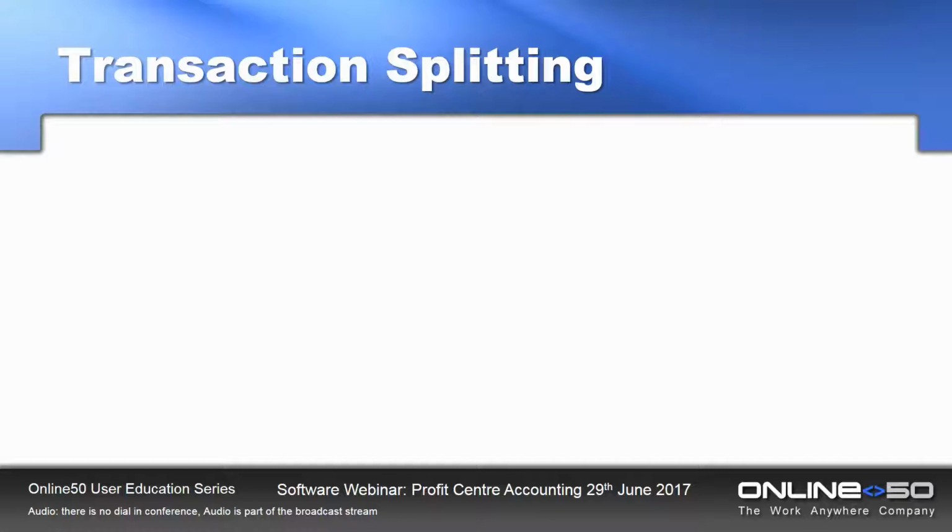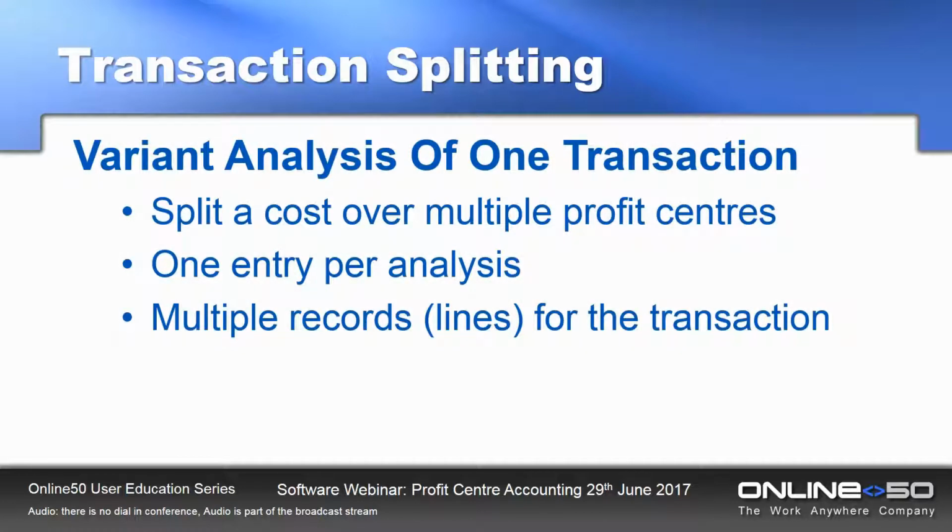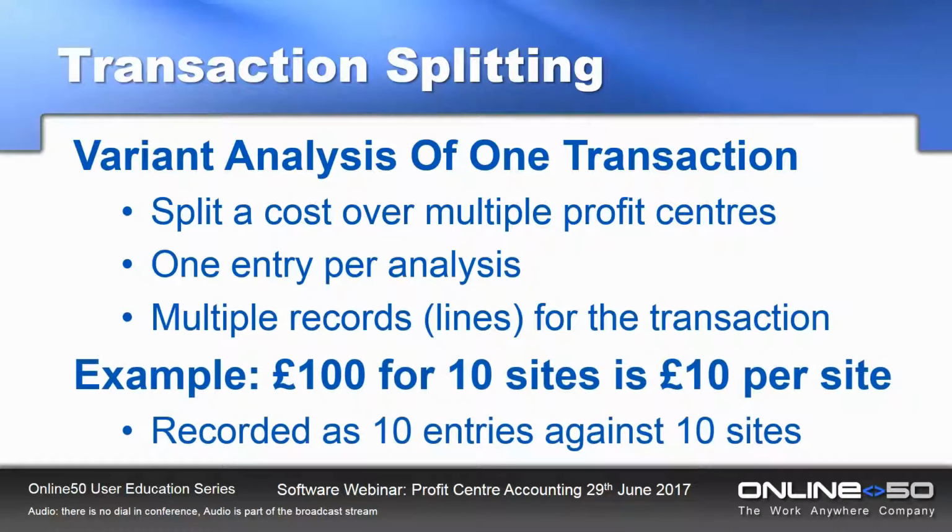If we've got several websites all hosted together, then we're going to get one invoice to cover all of the websites, but we need to allocate that across the websites. So let's say the invoice is £100, we've got 10 websites, we need to record £10 against each website. So that's splitting the cost across multiple profit centres, and normally that means you've got one entry per transaction on the line. Okay, so that's our example there, £100 for 10 sites, £10 per site, pretty straightforward.